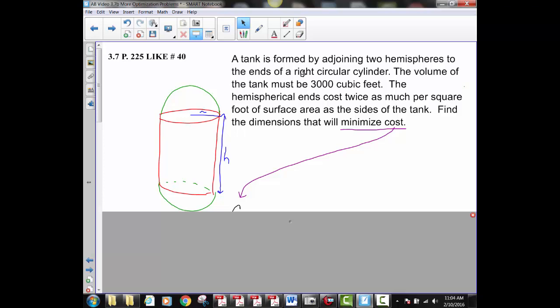This is like number 40. A tank is formed by adjoining two hemispheres, which is half spheres, to the ends of a right circular cylinder. The volume of the tank must be 3,000 cubic feet. That's the whole tank. The hemispherical ends cost twice as much per square foot of surface area as the sides of the tank. God forbid they tell us how much, just twice as much as this mysterious unknown amount. Find the dimensions that will minimize cost.